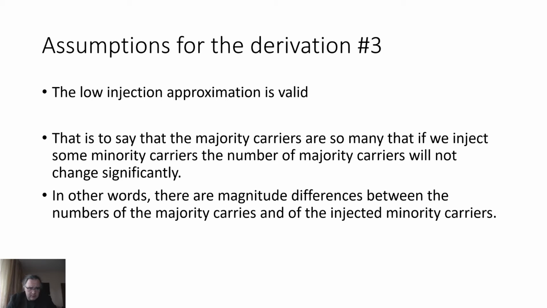So even though these electrons that diffuse to the P side will recombine with holes, what we say here under this approximation is that the concentration of holes as majority carriers will not change. So the change due to recombination with minority carriers is negligible. And this is expressed actually here in the next two points. That is to say that the majority carriers are so many that if we inject some minority carriers, the number of majority carriers will not change significantly. In other words, there are orders of magnitude differences between the number of majority carriers and the injected minority carriers.